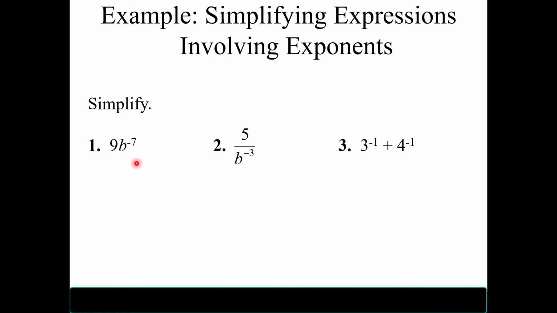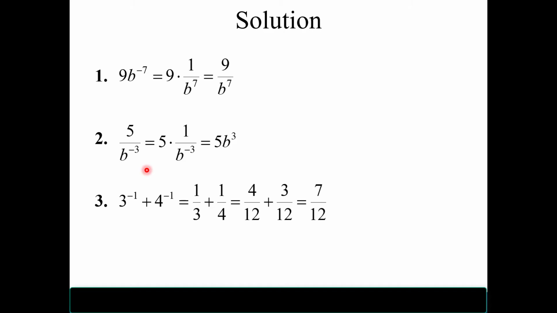So what's the answer going to be? 9 over b to the power of 7. 9 over b to the power of 7, right? Very straightforward. So that's this one. 9 over b to the power of 7.